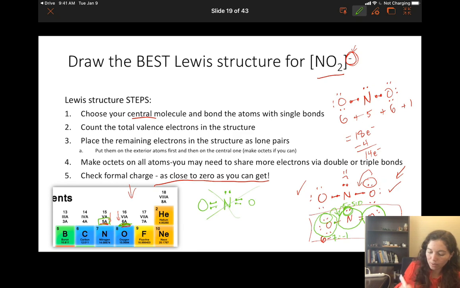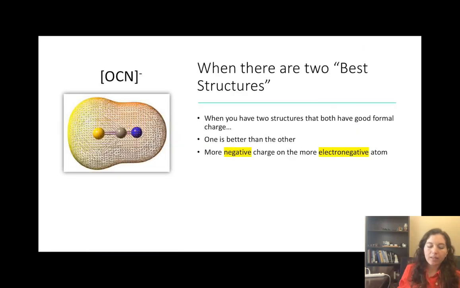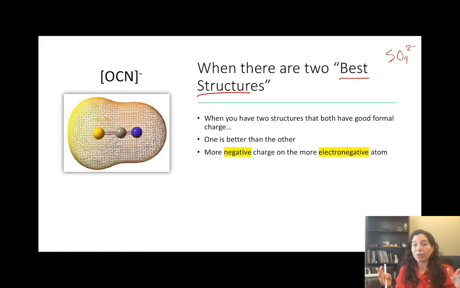So this is the best structure. It is the only structure that will work and fulfill all of these things. The last thing I want to talk about is that scenario that we saw with our SO4 2- molecule, when there are two best structures, two structures that have good formal charges on both of the atoms, but we don't know which one is best.